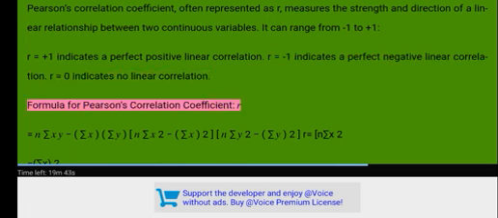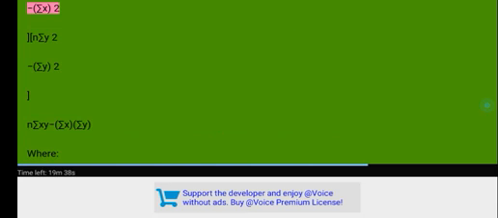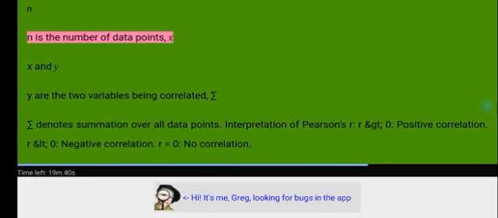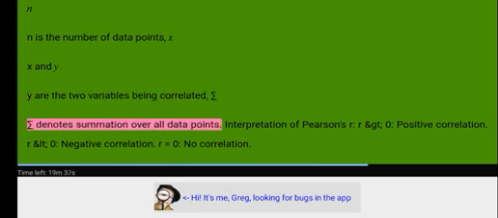Formula for Pearson's correlation coefficient, R. R equals n Σxy minus Σx Σy, divided by the square root of [n Σx² minus (Σx)²] times [n Σy² minus (Σy)²], where n is the number of data points, x and y are the two variables being correlated, and Σ denotes summation over all data points.